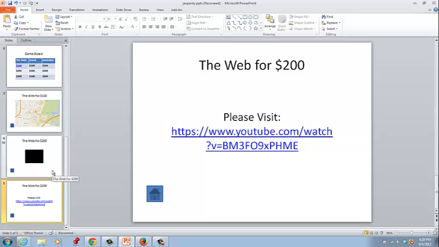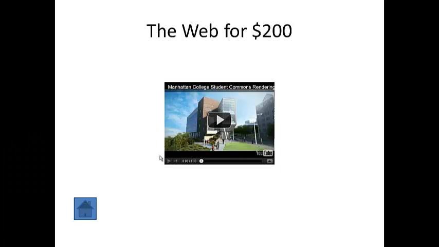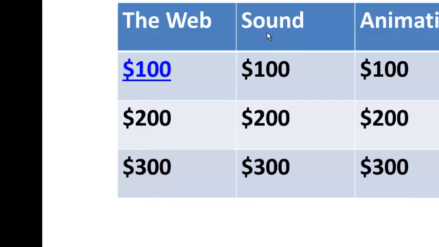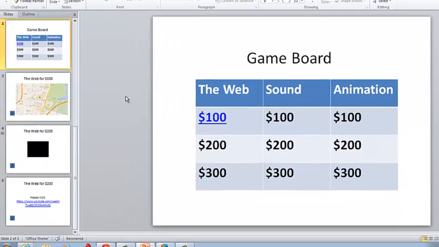So let's go ahead and add the hyperlink to this slide from our home slide. And let's just do a Shift F5 to see how this might look again. If you click on the home button, it'll take you to the game board, but our 200 is not hyperlinked yet. So click Escape to get out of that.